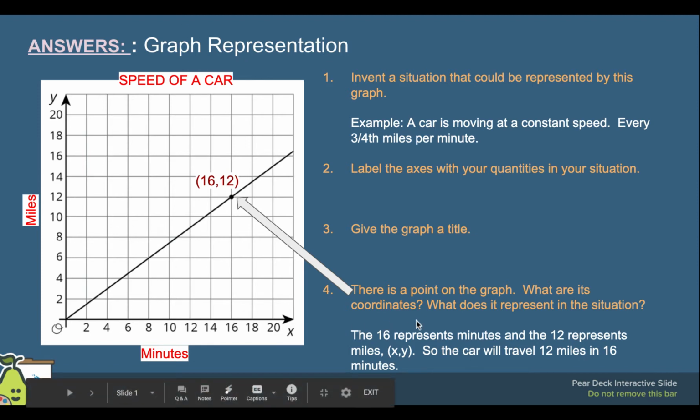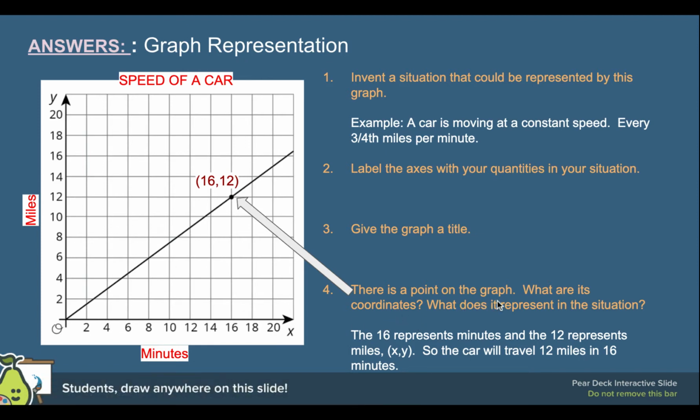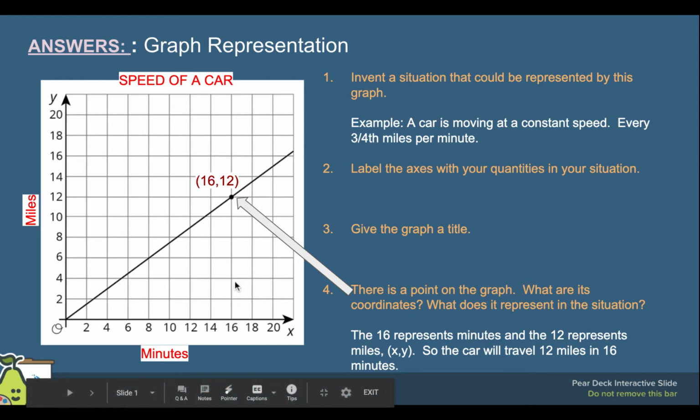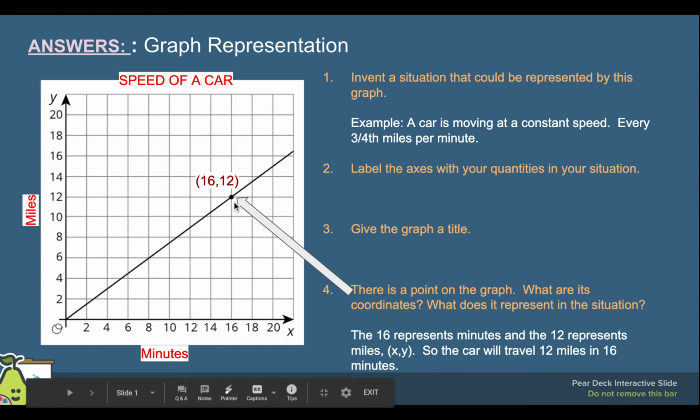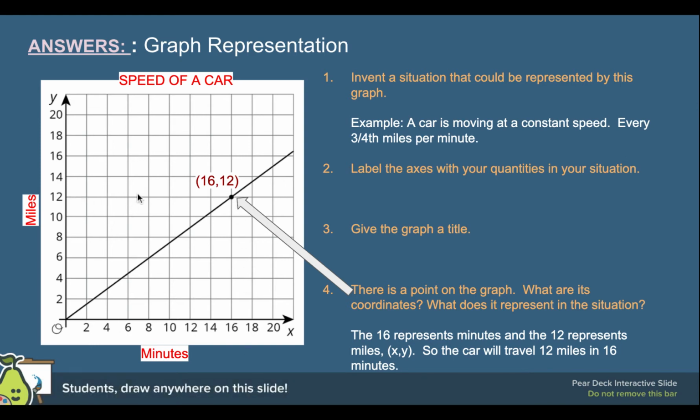And then question 4 says, there is a point on this graph. What are the coordinates? So when I look at this point, I see that this was 16 and this was 12. And I write my coordinates as my x first, then my y. So my x came first, so that's why I wrote 16. My y came second, which was 12. So 16 minutes in 12 miles.